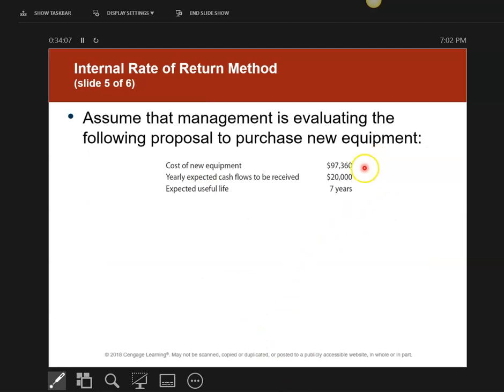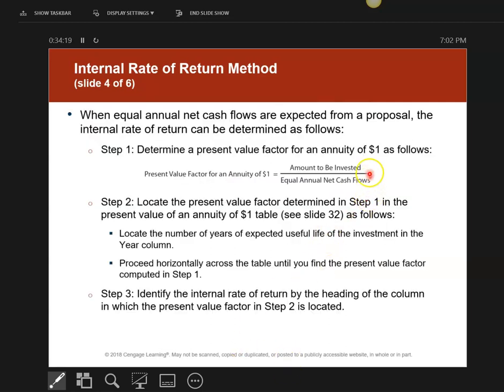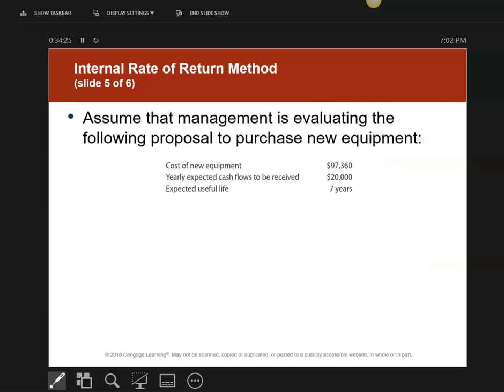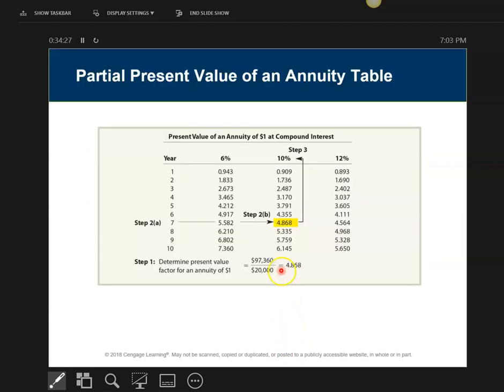So I know my cost is $97,360. I'm going to get $20,000 each year over 7 years. So when I do the actual math, let's back up. The amount to be invested is going to be $97,360 divided by 20,000. So that's going to give me 4.868. So in here you're actually calculating the multiplier.